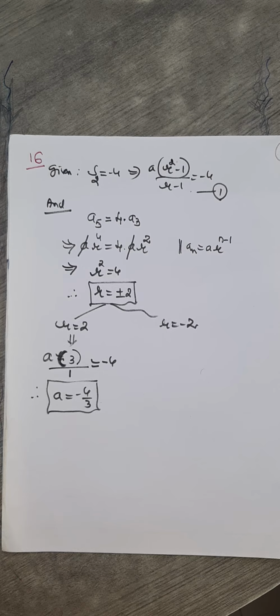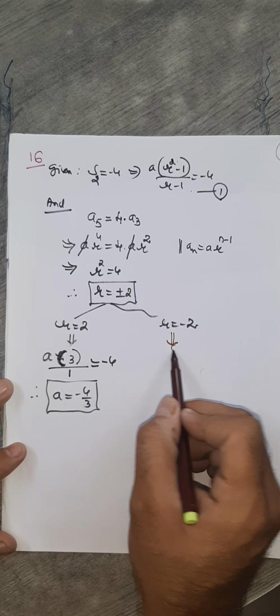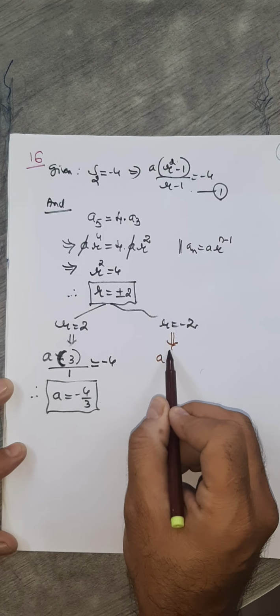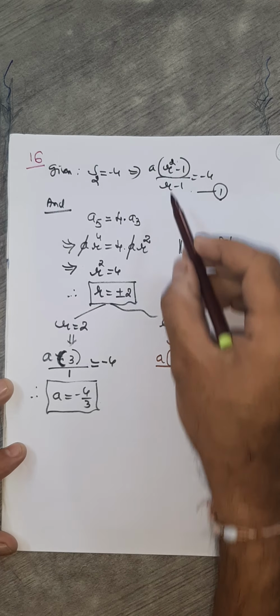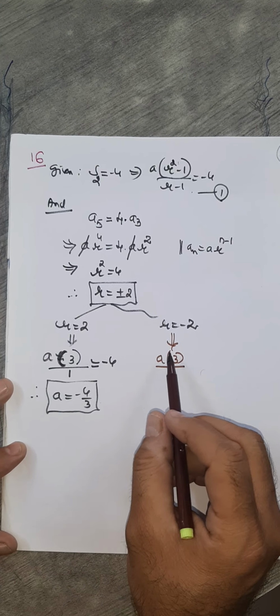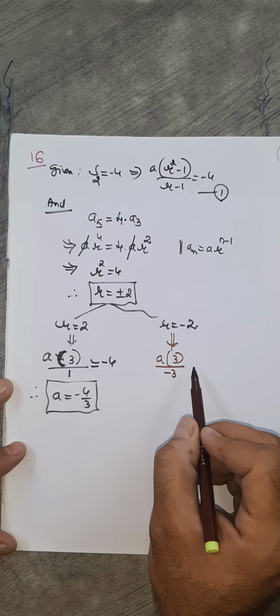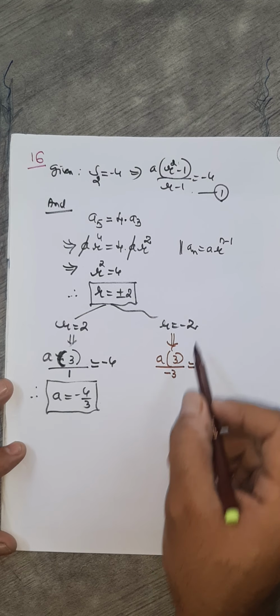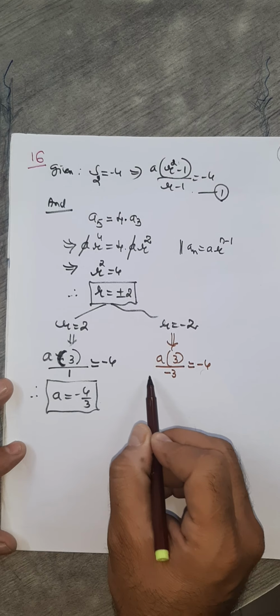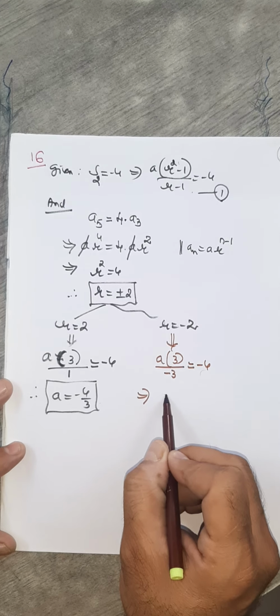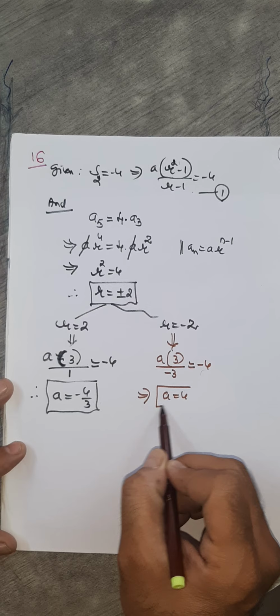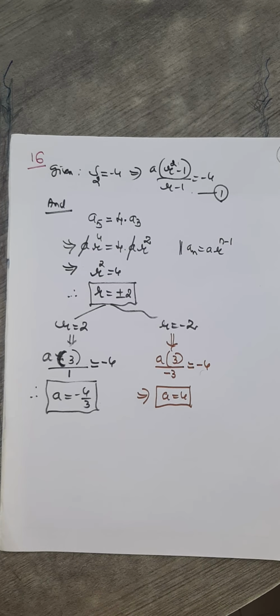If you take minus 2, go to the same equation. A into r squared, this is 3, and what is this? This is minus 2 minus 1, which is minus 3 again, and equals minus 4. And therefore, the 3 will get cancelled. You will get a equals 4. A is 4.